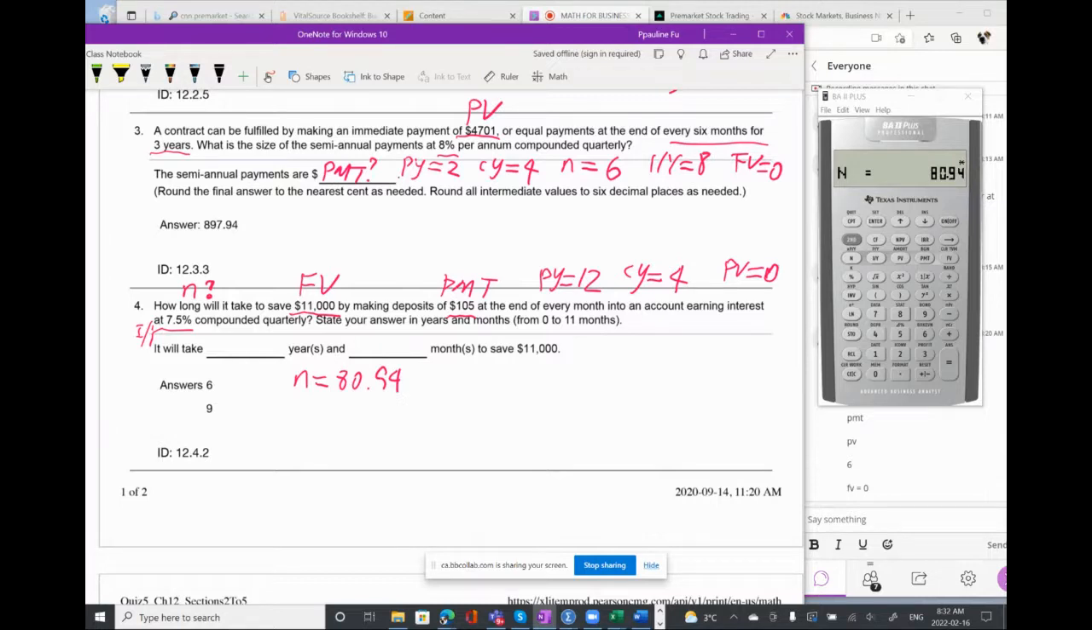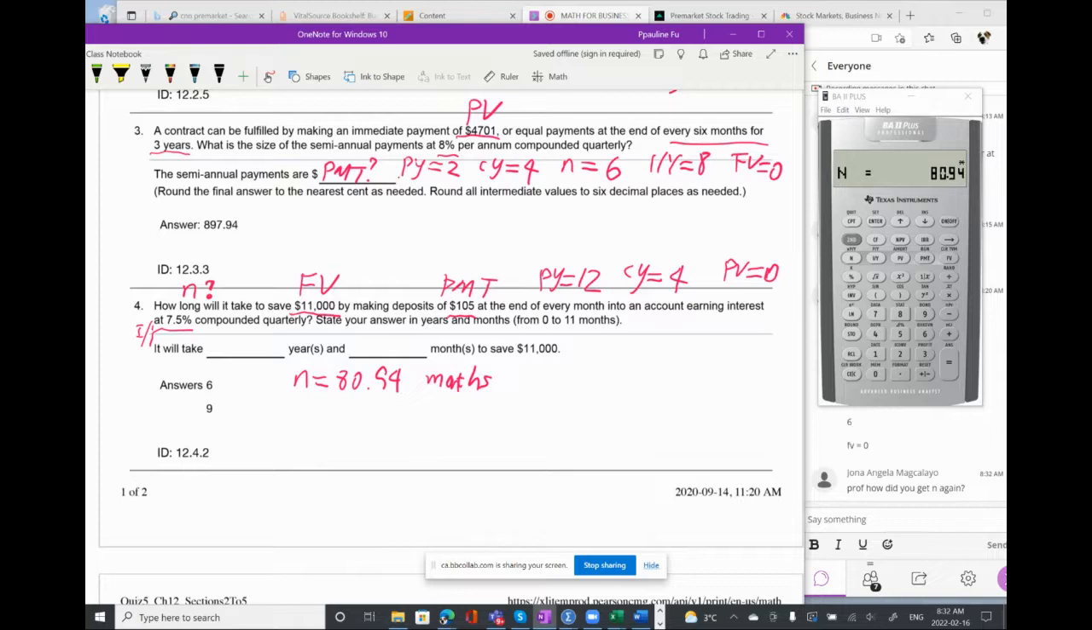Okay, the unit for 80.94 is months. You take this month figure, but the question asks you how many years, how many months. So you need to translate this month figure into how many years, how many months.